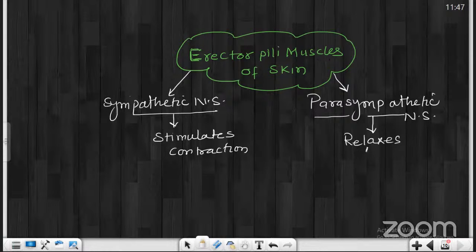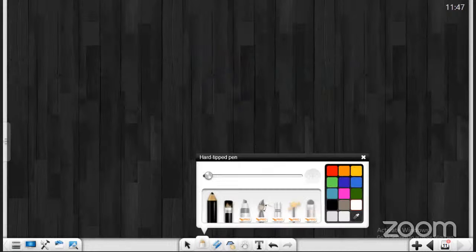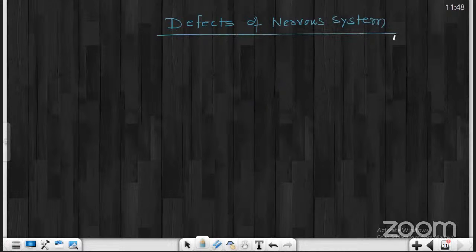Now I will take some defects of the nervous system. Is this point clear to everyone? Yes, sir. Okay. Perfect. Taking the next topic, that is defects of the nervous system. What are the different defects which a person faces?